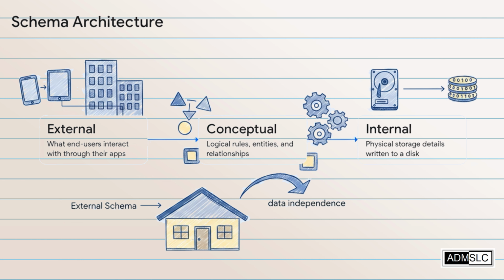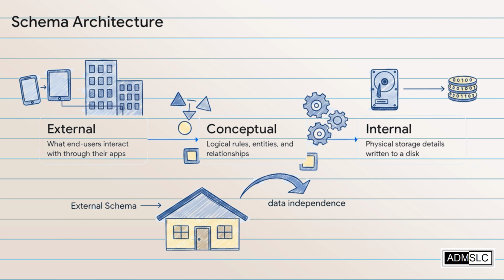Layer 1 is the external schema. This is basically what the end users actually see and interact with on their screens. Layer 2 is the conceptual schema. These are the logical rules, the entities, and the relationships that map out the entire reality of the business. And finally, Layer 3 is the internal schema, which is all the nitty-gritty physical storage details of how bytes are actually written to a hard drive.